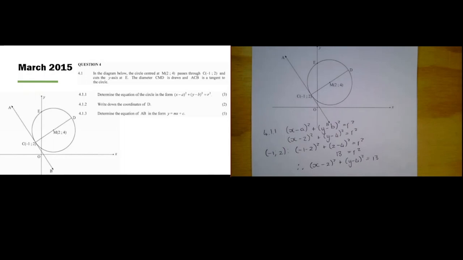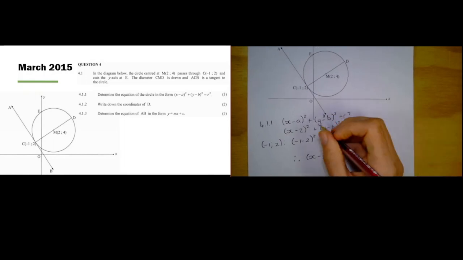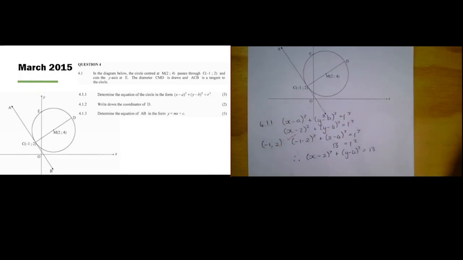So where are the 3 marks allocated? It's a mark for the substituting in of the (-1; 2), a mark for the (x - 2) in bracket squared, plus the (y - 4) in bracket squared, and then a mark for making it equal to 13.